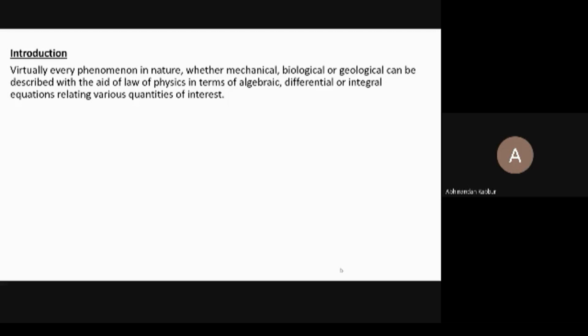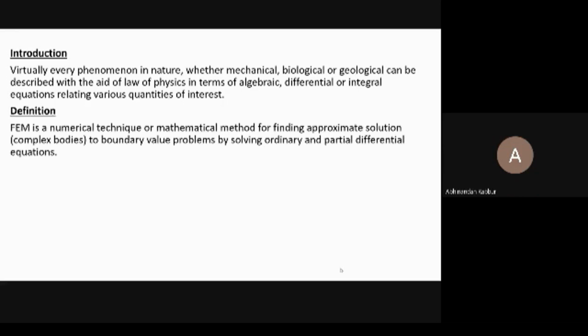So solving those differential and integral equations, I'll be knowing what is the solution of my interest. Where I have required those particular interest areas, I can solve. So that is just one sentence introduction I have given here. Then begin with the definition.